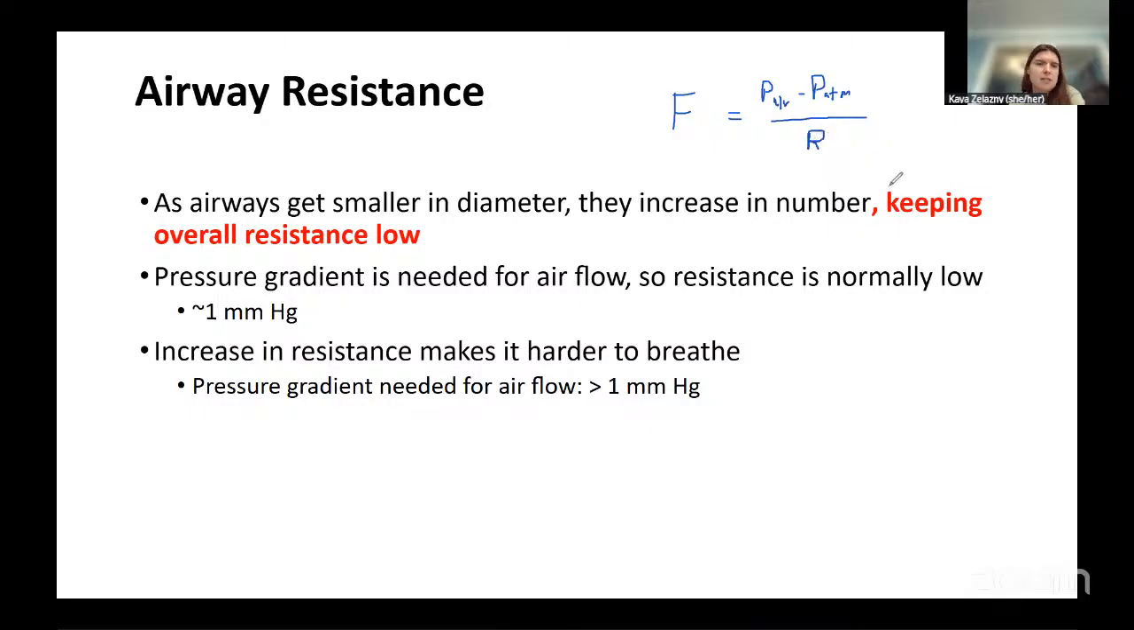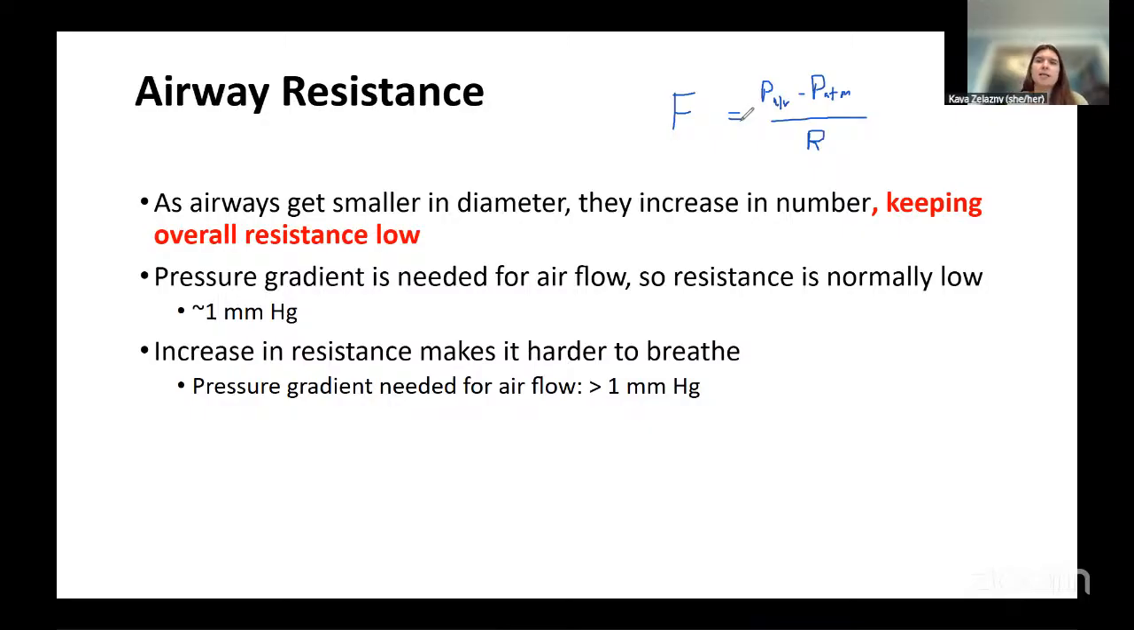And we know resistance goes up when a tube gets smaller, resistance goes down when a tube gets bigger, right? So usually we're just working with a pressure difference of about 1 millimeter of mercury above and below atmospheric pressure, right? And that's enough to keep the normal flow of air through our lungs. However, we will sometimes see changes in the resistance of our airways, right?